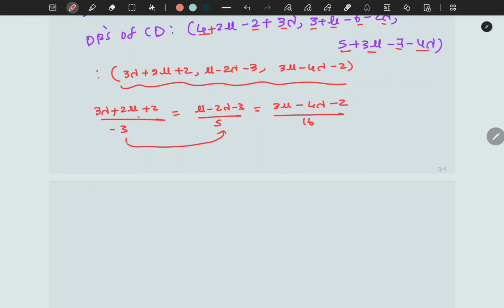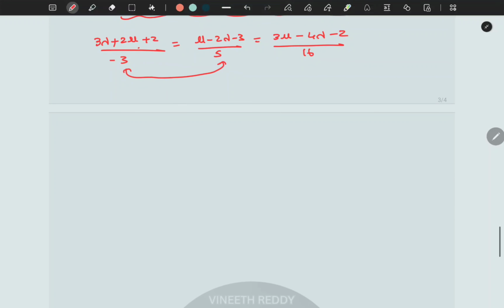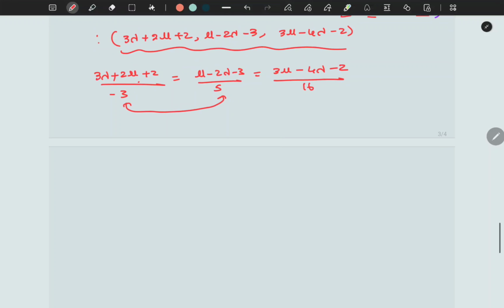So nothing is wrong if we spend time here. Now we need to solve for lambda and mu. For that we have 3 equations available. We can definitely solve. So let us take this part first. If I cross multiply, what do we get? 5 times 3 lambda plus 2 mu plus 2 is equal to minus 3 times mu minus 2 lambda minus 3. So what do I get?